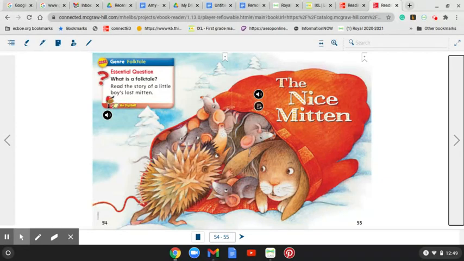Remember, one of the most important things that we do as readers is we point to the words as we are reading. So you track, just like you would in class, you track those words. Okay, the nice mitten.